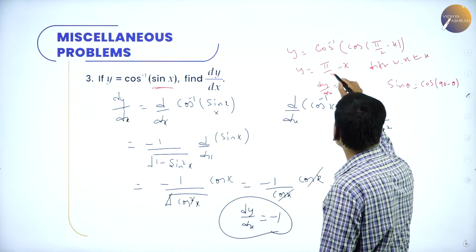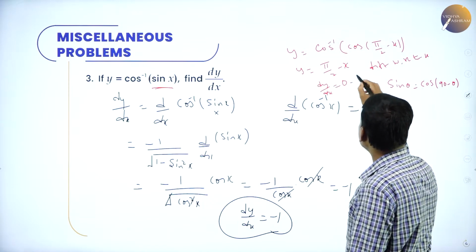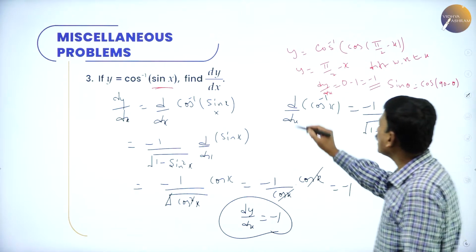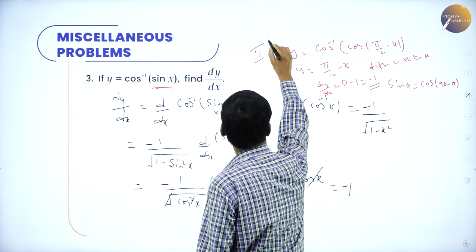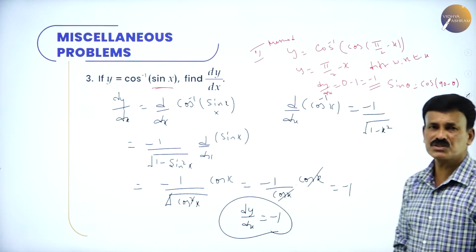dy by dx is equal to the derivative of pi by 2, a constant, which is 0, minus the derivative of x, which is 1. This is equal to minus 1. This is the second method, and this is the first method.